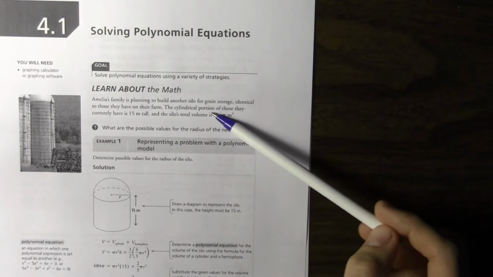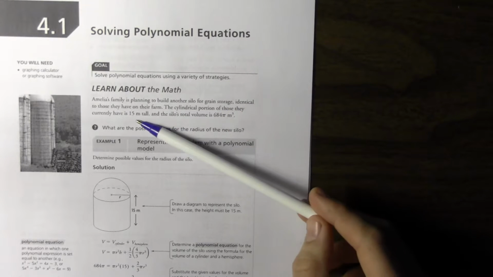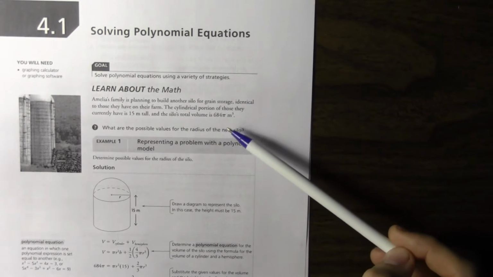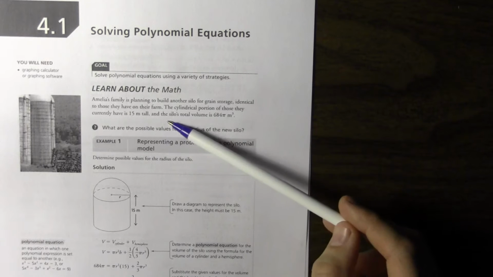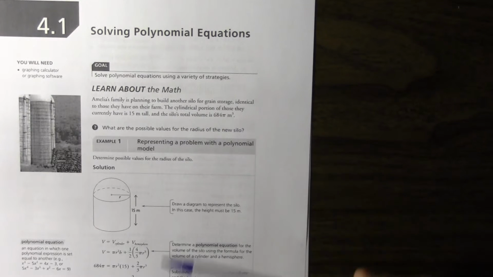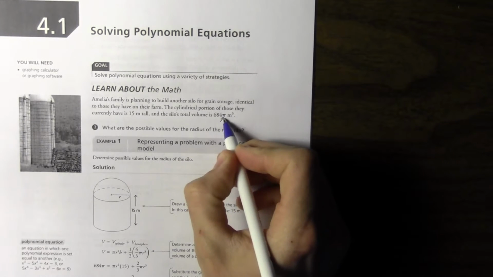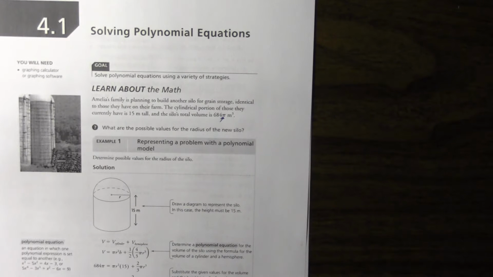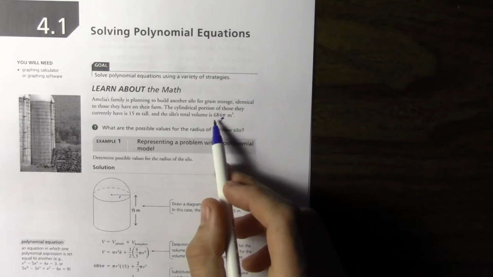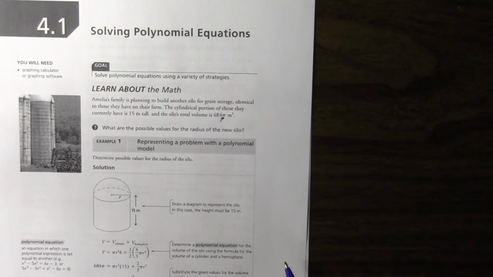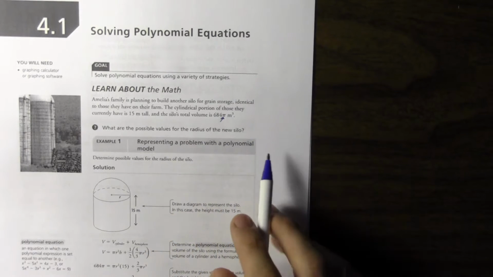Amelia's family is planning to build another silo for grain storage identical to those that they have on their farm. The cylindrical portion of those they currently have is 15 meters tall, and the silo's total volume is 684 pi m cubed. Don't think of pi as a variable. It's just a constant. We all know 3.14 is just going to be multiplied by the 684. So please don't think of that as a variable that needs to be solved for. It's not. So what are the possible values of the radius for the new silo?